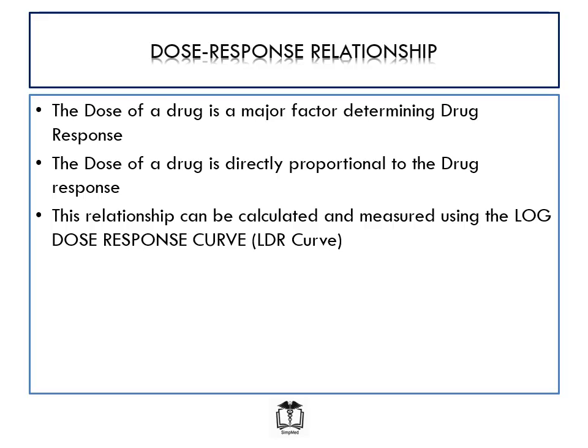Remember that the particular dose that we give might determine whether the drug would have a drug effect or no effect at all. As we increase the dose, you could have a therapeutic effect. As you increase the dose further beyond the therapeutic dose, you could have an adverse effect. So with every increase in dose, there's an increase in the response. The response could either be a lethal response or an effective response. The relationship between the dose and the drug response has been calculated and measured using a particular curve or concept we call log dose response curve or LDR curve. And we'll talk about this in the next couple of slides.